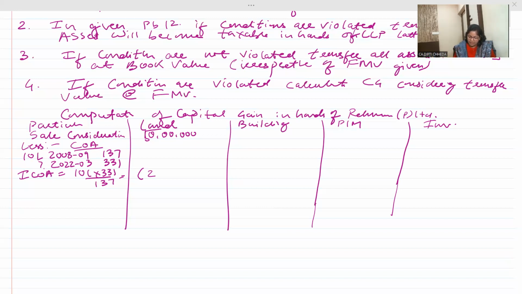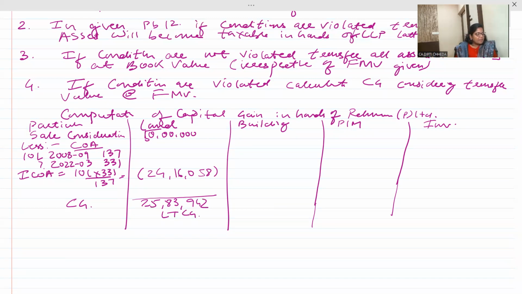Yes, 24 lakh 16,058. And what you get, you call it as capital gain: 25 lakhs 83,942, and this is long-term capital gain.